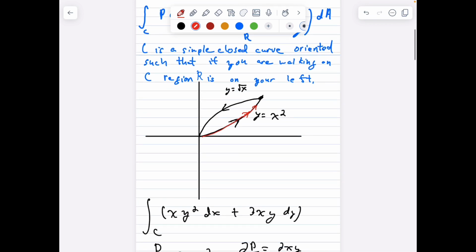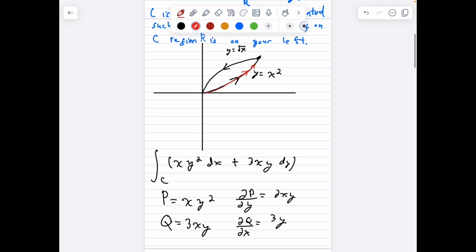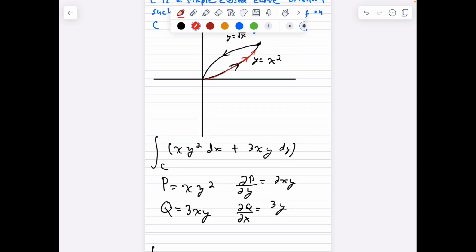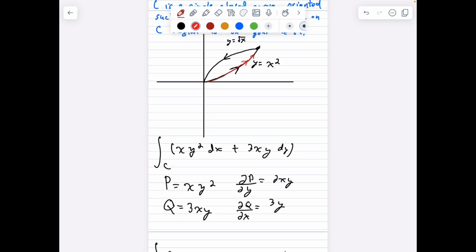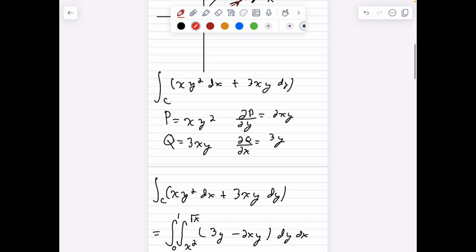This is a simple closed curve. It's made up of y equals root x and y equals x squared. It's a combination, but that's fine. And the way this works is if you use Green's theorem, you start out with picking what P is and what Q is. P is just what's in front of the dx, and Q is what's in front of the dy. You take change in P over change in y, which is 2xy. Change in Q over change in x is 3y. Just following the formula up here, you subtract those two from each other, and you get 3y minus 2xy.